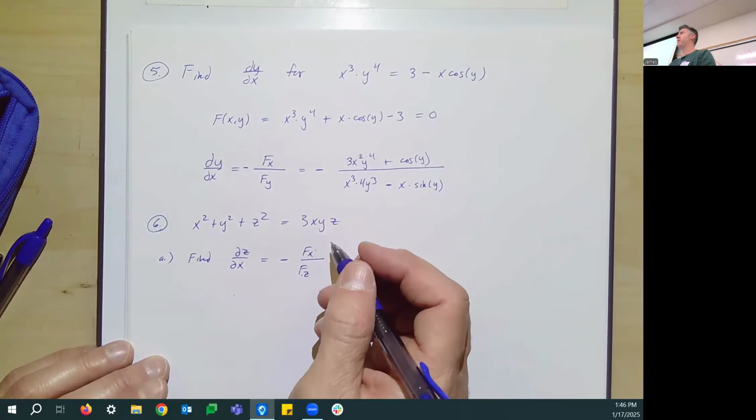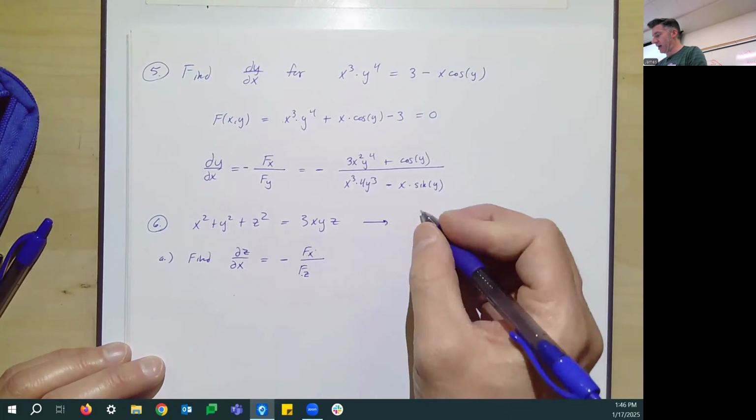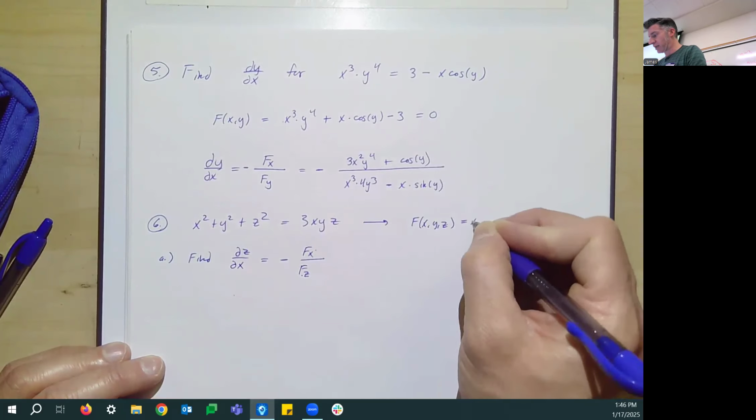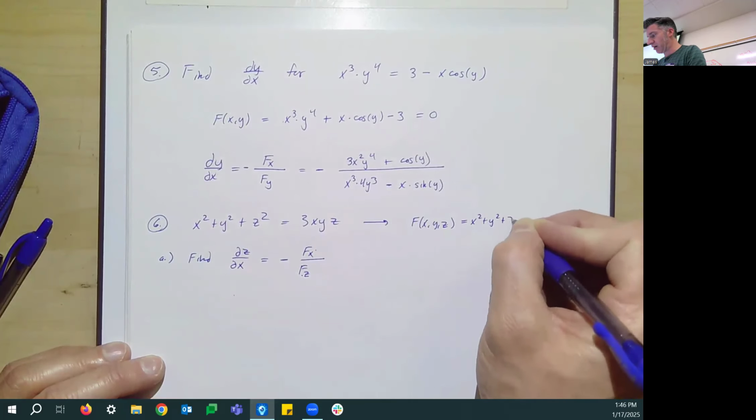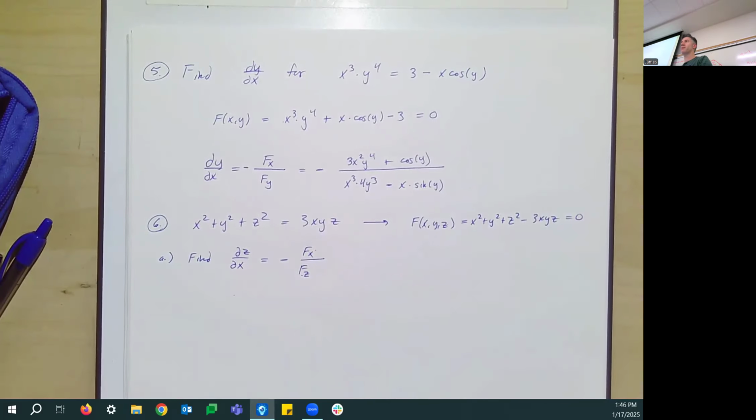I did kind of skip the step of rewriting it as something equal to 0. So I should rewrite this as f of x, y, z equal to x squared plus y squared plus z squared minus 3xyz equal to 0. Is it always negative? Yes. Say it one more time. Yeah, exactly. Because you're subtracting things over to the other side, which is what introduces the negative sign.